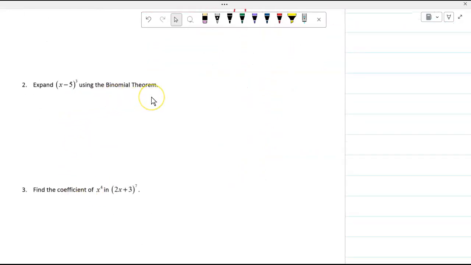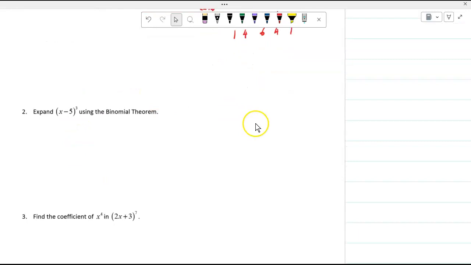Expand using the binomial theorem. Now when you're doing this, it's very simple. If you want to use combination, it's 3C0, 3C1, 3C2, 3C3. When there's a minus sign, you do alternate signs: plus, minus, plus, minus.